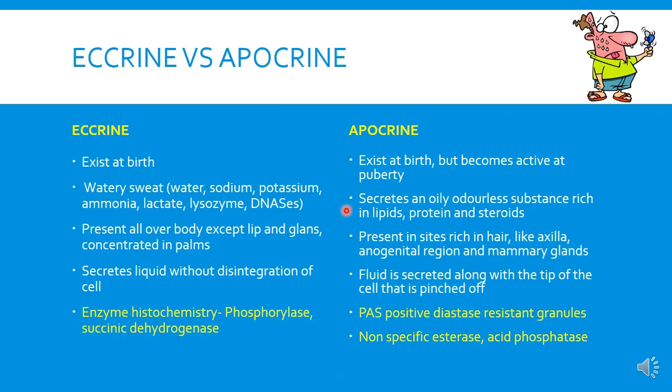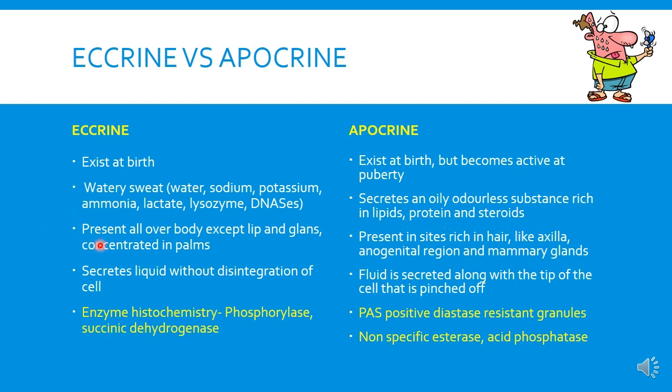What is the difference between eccrine and apocrine glands? Eccrine glands exist at birth, whereas apocrine glands also exist at birth but become active at puberty. Eccrine glands secrete watery sweat that is rich in water, sodium, potassium, ammonia, lactate, lysozyme, and DNases. Apocrine glands secrete an oily, odorless substance rich in lipid, protein, and steroids.